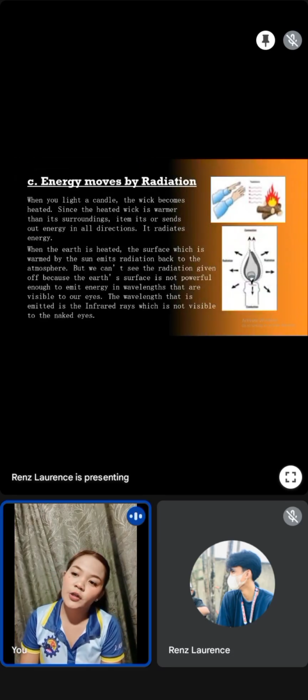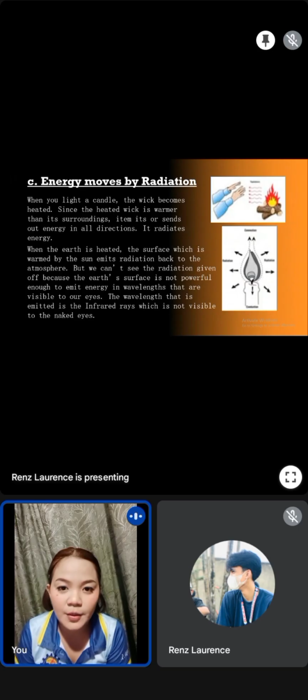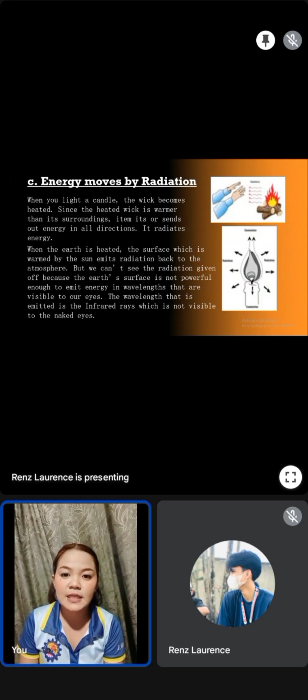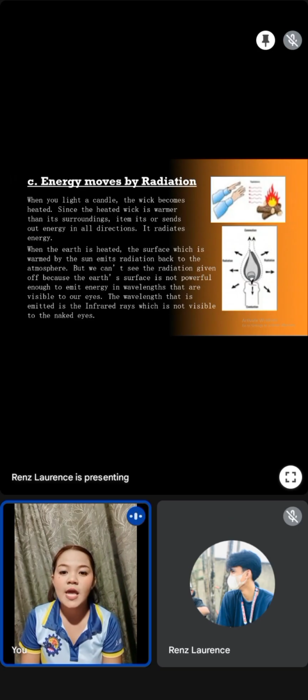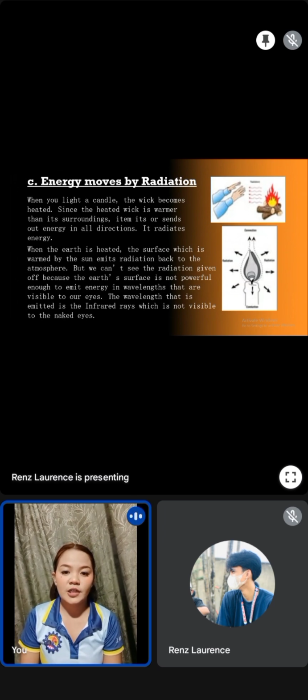So the next one, or the last one, is the energy that moves by radiation. When you light a candle, the wick becomes heated. Since the heated wick is warmer than its surroundings, it sends out energy in all directions. It radiates energy. When the earth is heated, the surface, which is warmed by the sun, emits radiation back to the atmosphere, but we can't see the radiation given off because the Earth's surface is not powerful enough to emit energy in visible wavelengths.